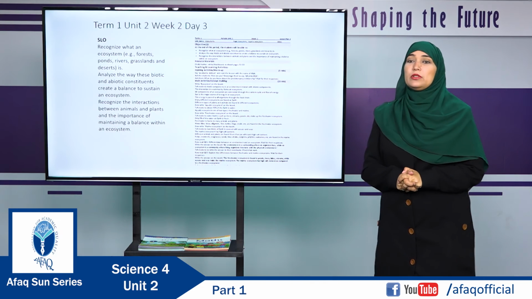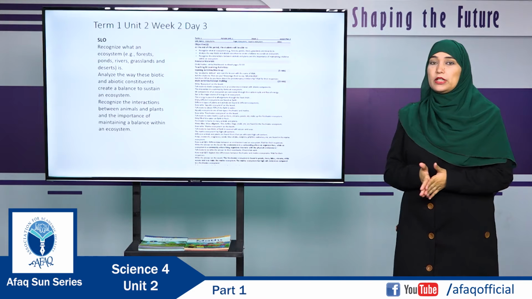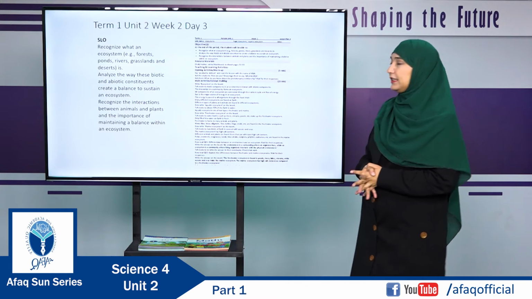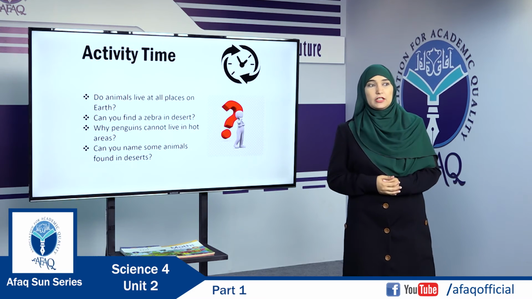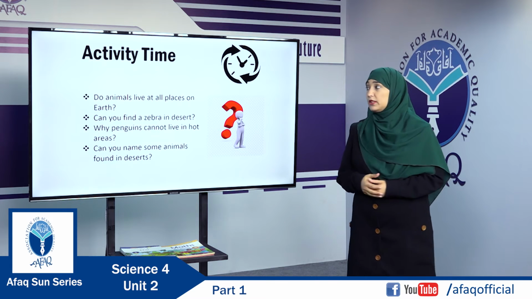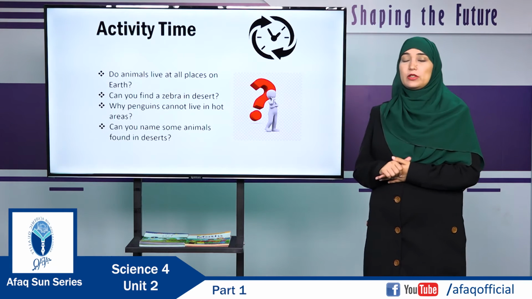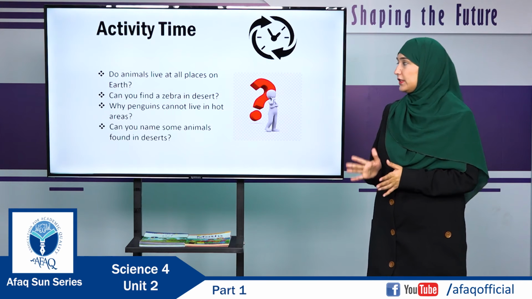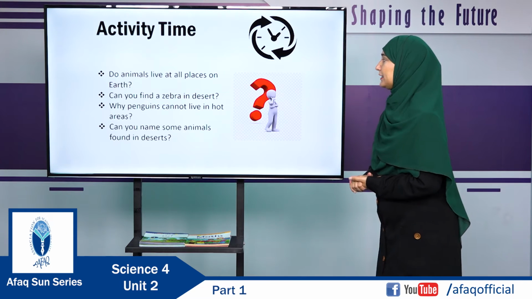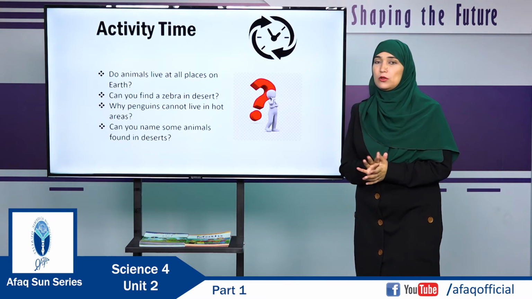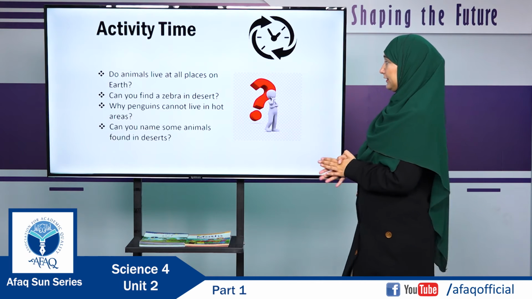Now we will move to day 3 of week 2, unit 2, term 1. We are going to cover 3 SLOs in this DLP. Before starting our next topic, I would like to ask you some questions. Do animals live at all places on earth? Obviously no. Can you find a zebra in desert? No, you cannot find a zebra in a desert.